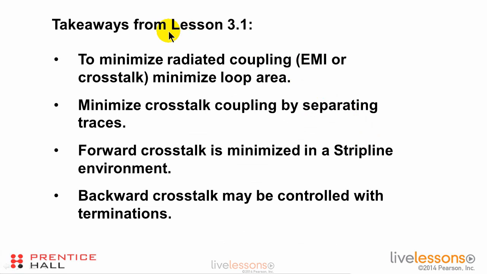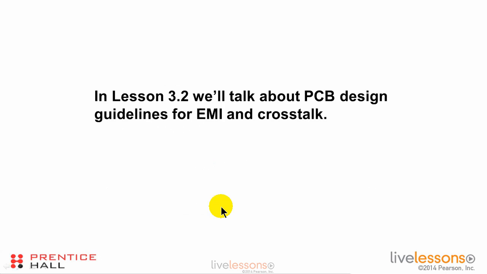So, takeaways from lesson 3.1. To minimize radiated coupling, EMI or crosstalk, minimize the loop area. That is just a great rule of thumb, no matter what. Minimize the loop area. Minimize crosstalk coupling by separating the traces. Forward crosstalk is minimized in a stripline environment, and backwards crosstalk may be controlled with terminations.